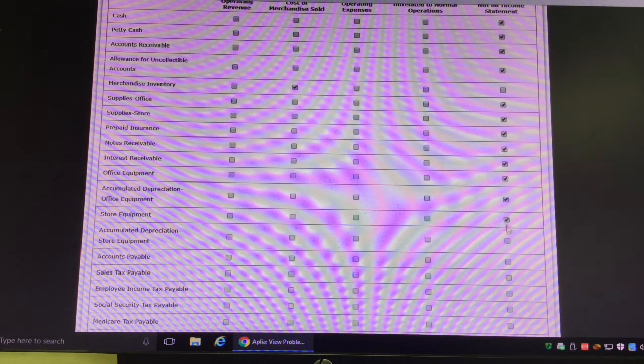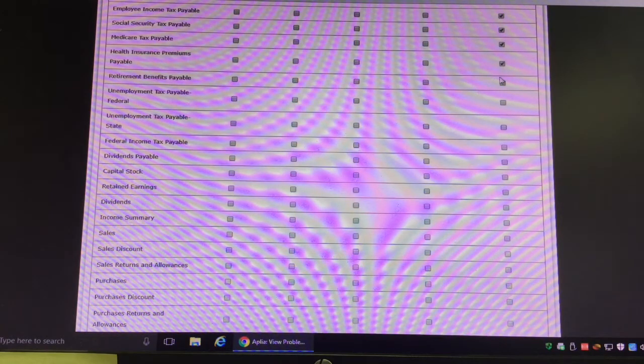So we're just going to go ahead and click all the way down. All these payables, all of these are on the balance sheet. The last account that's on the balance sheet should be your dividend. The first account that we actually do incorporate is going to be our sales. So even the income summary is on the balance sheet.